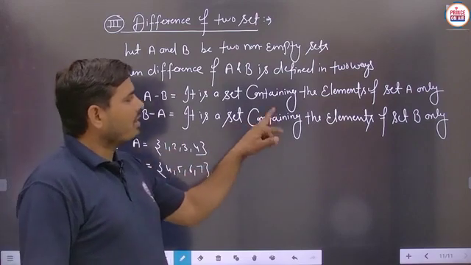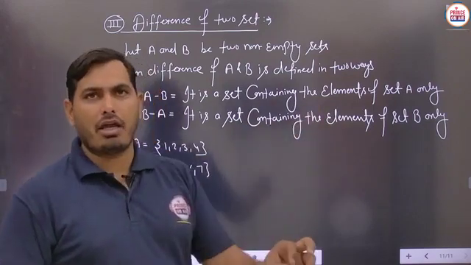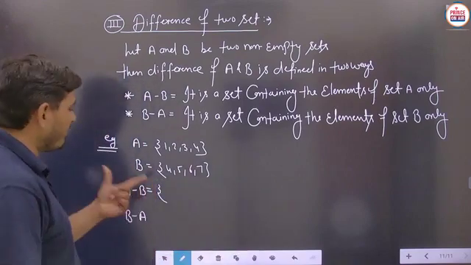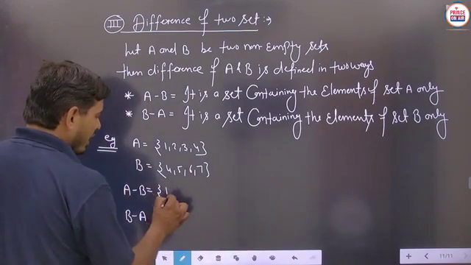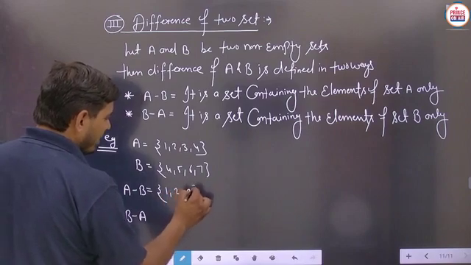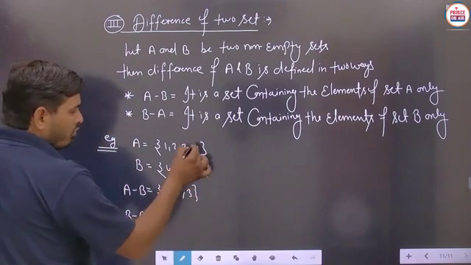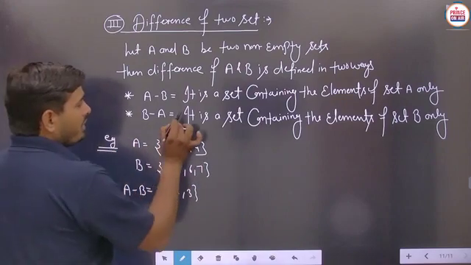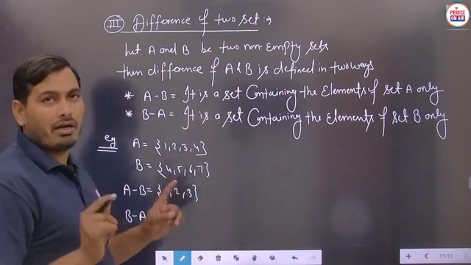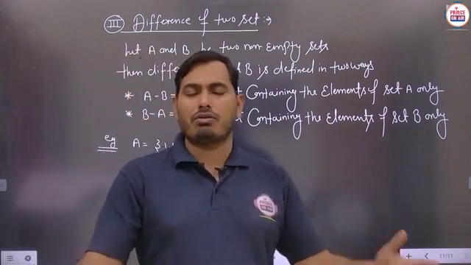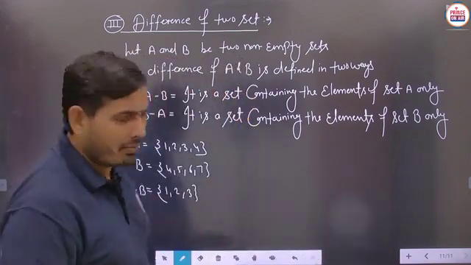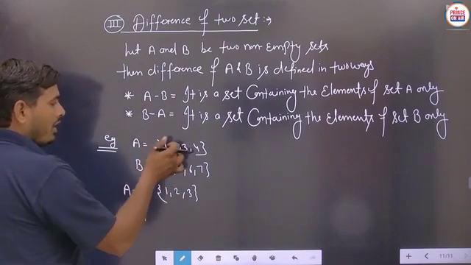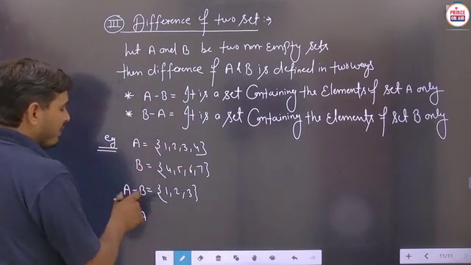It is a set containing the elements of set A only. Means no element of B is to be written here in the case of A minus B. So we will just write 1, 2, 3 only, not 4, because if we write 4 here, then 4 will also be an element of B. But as per the definition, it is a set containing the elements of set A only, not of B.